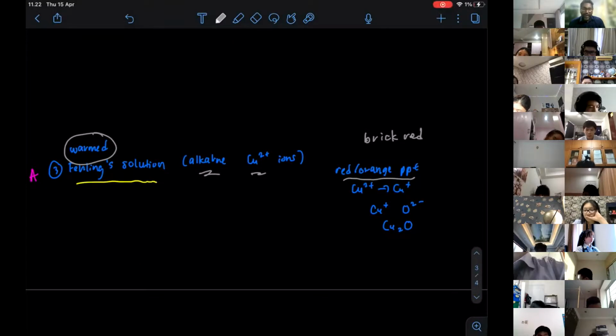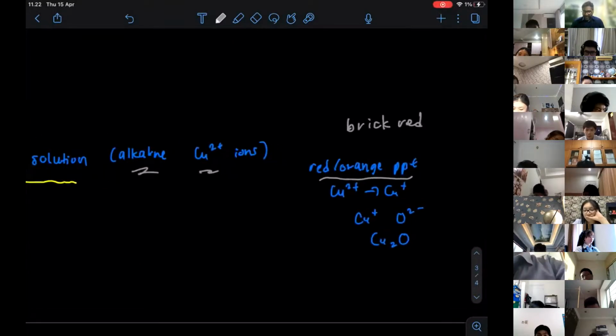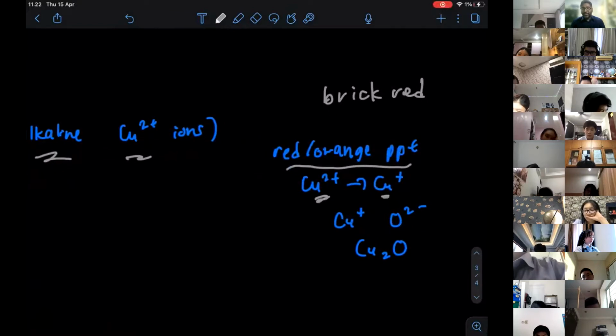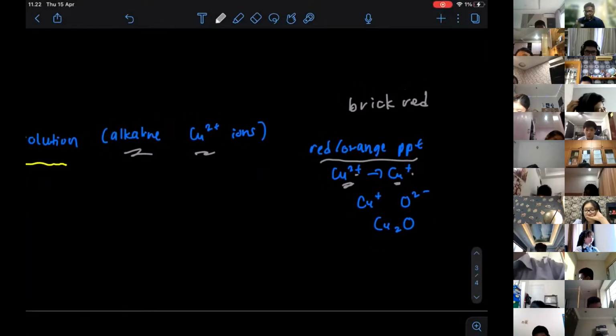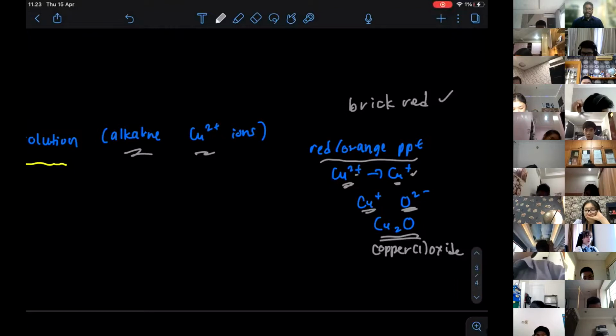So why do we have that precipitate? That precipitate comes because the copper 2+ is changing into copper plus. Going from 2+ to plus means reduction, and we know the oxidizing agent is going to be reduced. So the copper plus will join with the oxide to give you copper 1 oxide. The color that you see, the brick red or red orange precipitate, is actually the color of copper 1 oxide. What is the color of copper 2+?